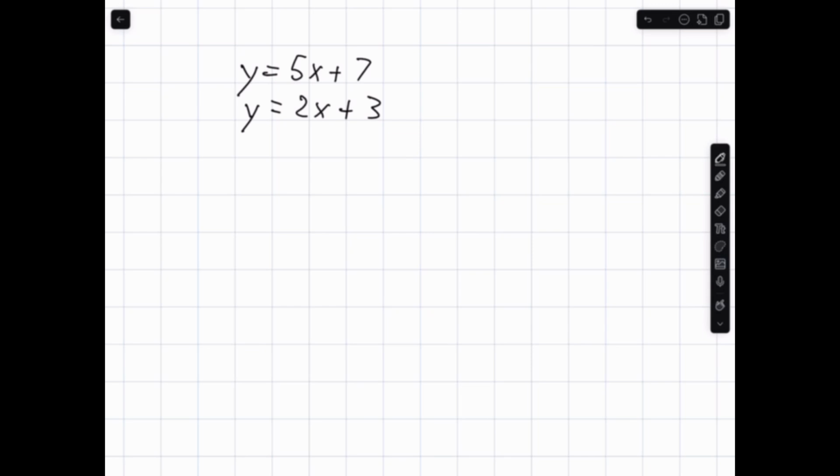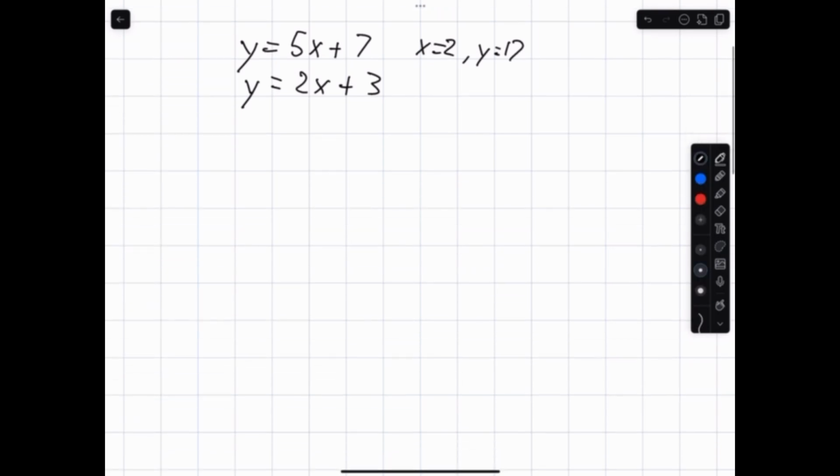Because, for example, let's say we pick random numbers, like x is equal to 2 for this equation. Then we'd have 5 times 2 plus 7, which is equal to 17. So this satisfies y is equal to 17, and what this means is that this equation works when x is equal to 2 and y is equal to 17.